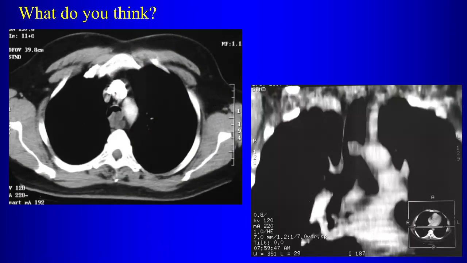It's a polypoid opacity within the trachea. Yeah, so there's an opacity in the trachea. What is your differential? Tracheal polyp, aspirated secretions? You like that for aspirated secretions? Or a neoplasm? Well, first, that's an important distinction, right? Do we think it's aspirated secretions, in which case nothing, or do we think it's neoplasm, in which case big deal, right? So which do you favor?